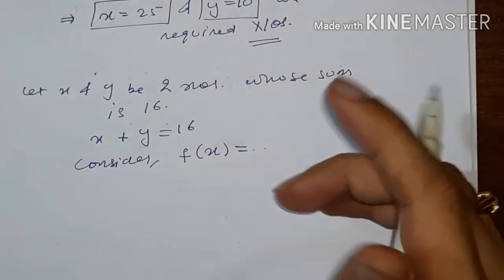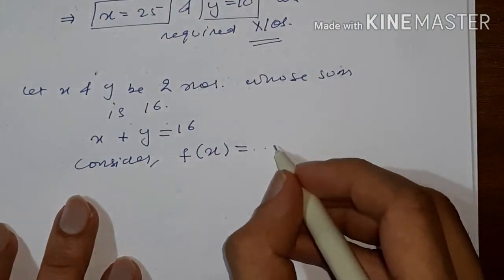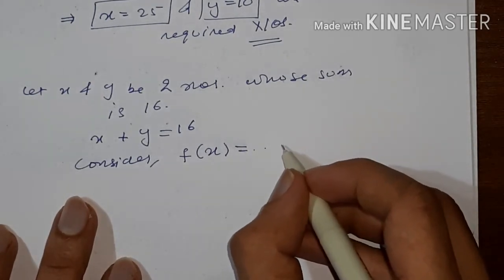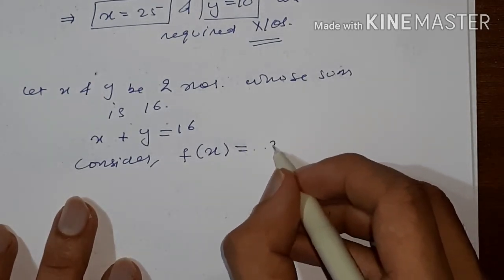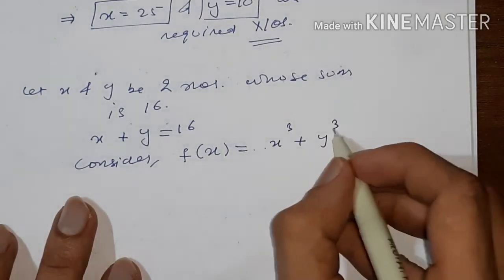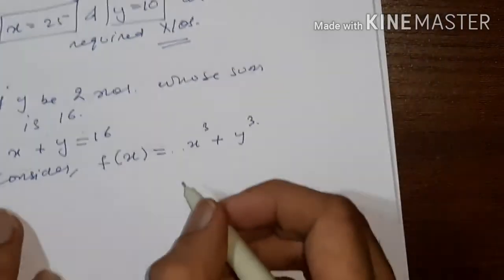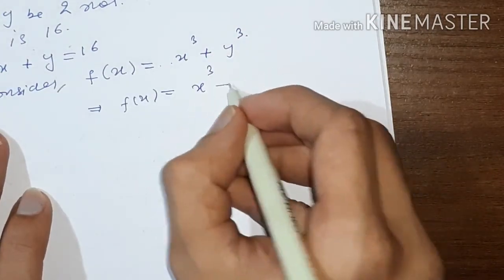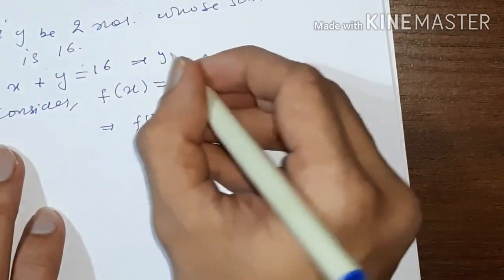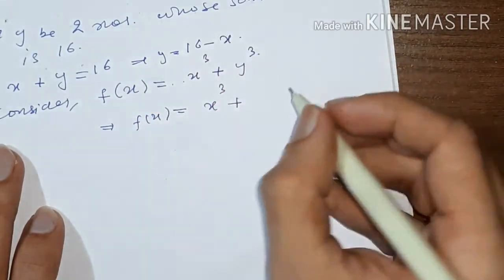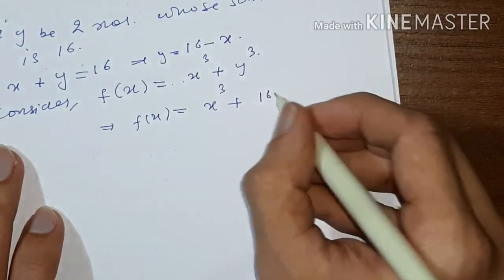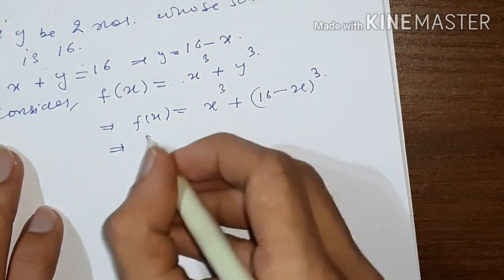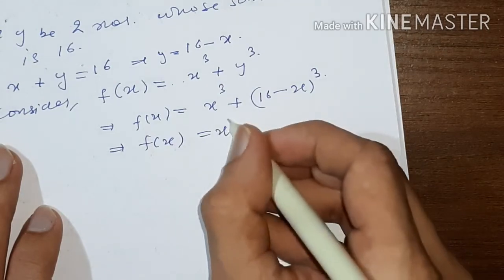So the sum of cubes of two numbers. That means x cube plus y cube. So f(x) will be equal to x cube plus, y you can write as 16 minus x. So x cube plus (16 minus x) the whole cube. Okay, so f(x) is nothing but x cube plus (16 minus x) cubed.